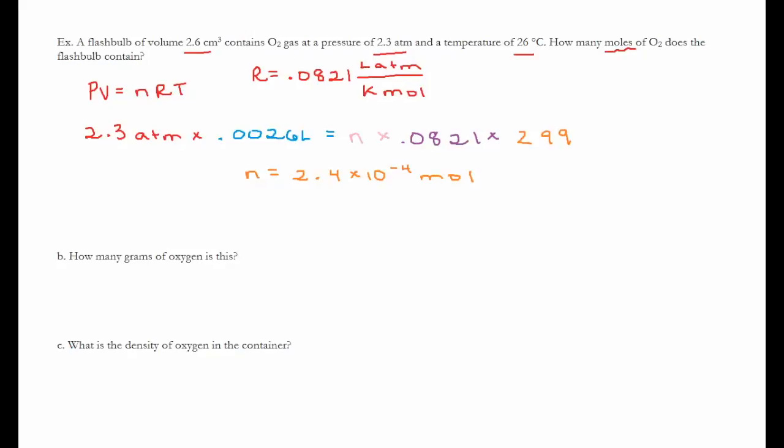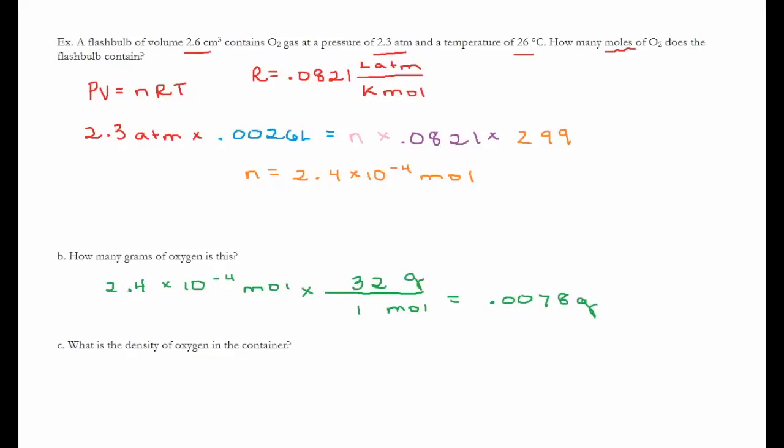The next part of this problem asks me how many grams of oxygen this is. Well, I know how many moles I have. I have 2.4 times 10 to the negative 4th moles. And so I need to convert that into grams. So I'm going to put the moles on bottom, grams up top. This is molar mass. So since I have O2, the molar mass of O2 is going to be about 32 grams for every 1 mole. And so when you multiply this, what you should end up getting for the mass is 0.0078 grams. So there's my mass.